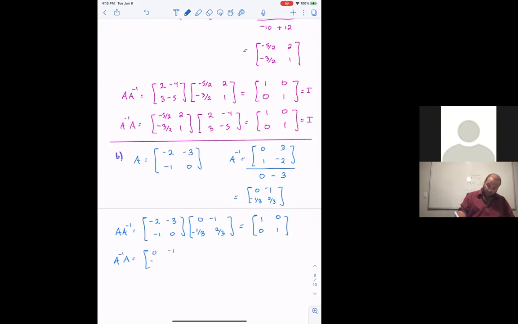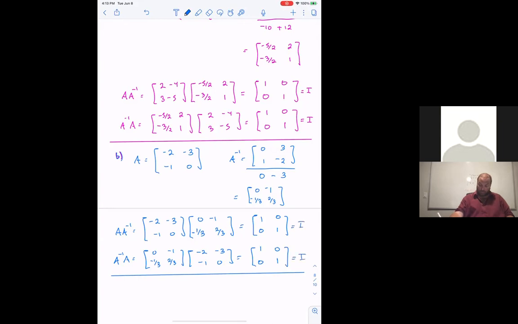A inverse A is the other direction. 0, -1, -1/3, 2/3 times -2, -3, -1, 0. 0 plus 1, 0 and 0. 2/3 minus 2/3, and 1 plus 0. So that one worked as well. This is equal to the 2 by 2 identity matrix.